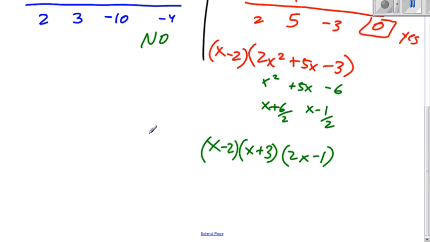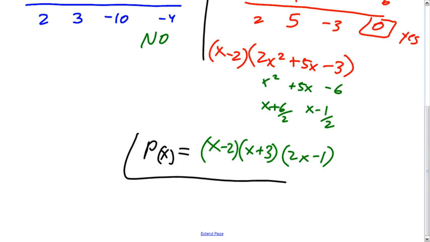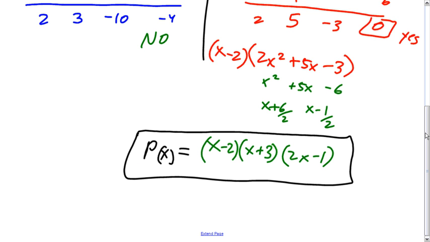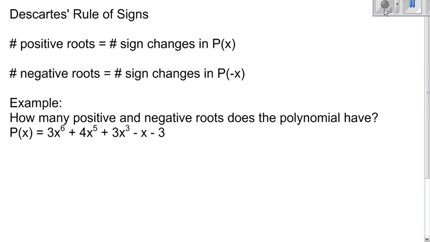So this is it completely factored. P of x in factored form right here. So checking all of those possibilities can be a lot, so there's some tricks to help narrow it down.